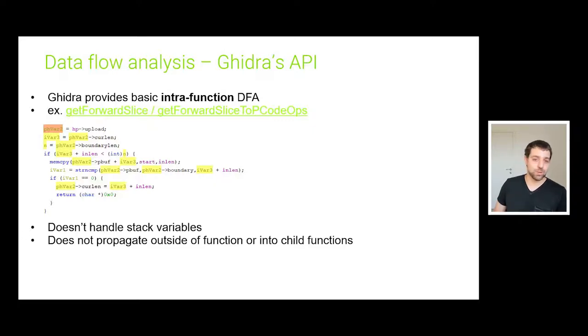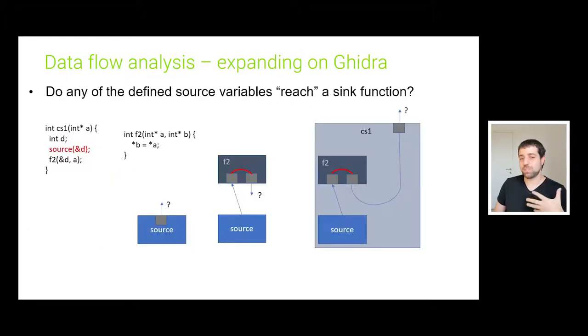But Ghidra, again, also does it only inside the function. It doesn't handle stack variables, or at least doesn't handle them well. And like I said, of course, it doesn't propagate outside of the function or into child functions. So what we did is we took this intra-function data flow analysis and we expanded it to be inter-function. And again, this actually means taking care of a lot of edge cases and a lot of different types of assignments and function calls, etc.